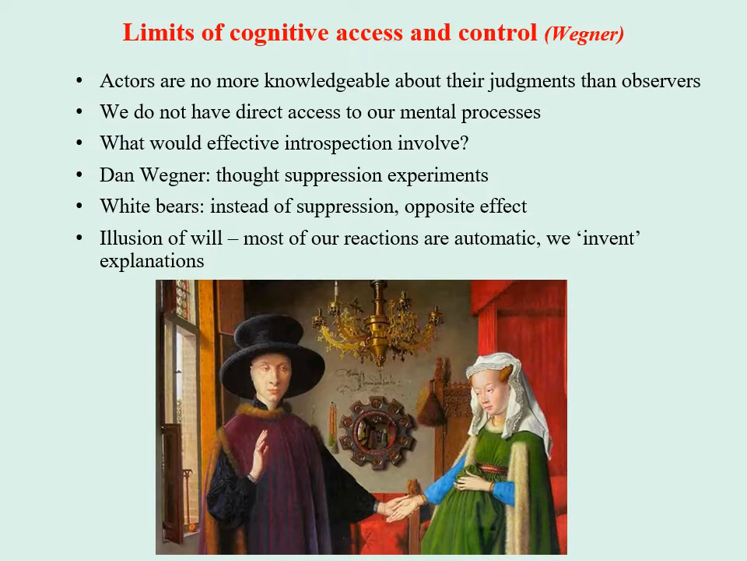What would such effective introspection involve? At what point in the judgmental decision-making process should we be able to interfere and give a correct account of what's really going on in our minds? Then Wagner, a social psychologist at Harvard, argued that we are practically unable to detect or to think about the real causes of our behaviors.